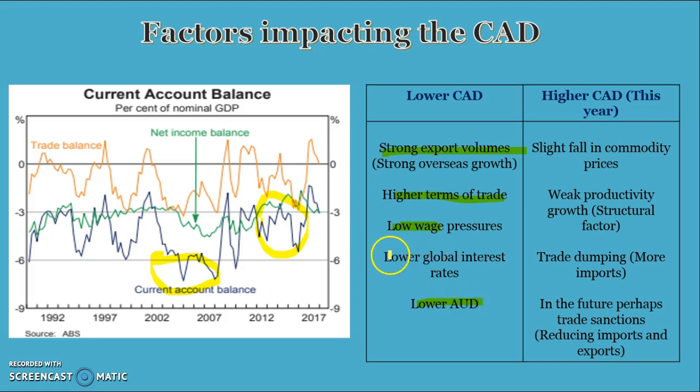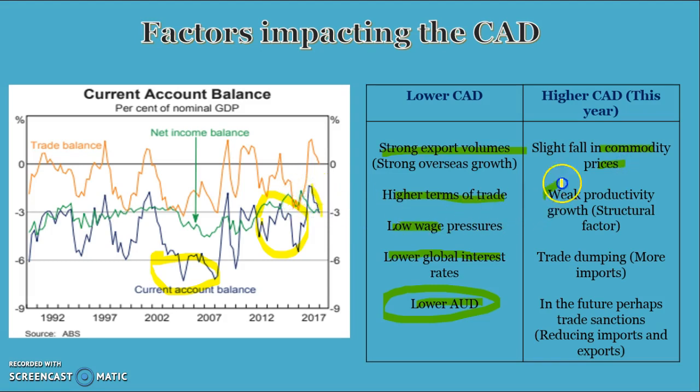And the low global interest rates, which means we haven't had to pay as much interest on our CAD in the net primary income account. And the lower dollar has boosted demand for our exports and led to more credits as well. The higher CAD this year has been because of the slight fall in commodity prices. So the CAD has increased, this blue line.